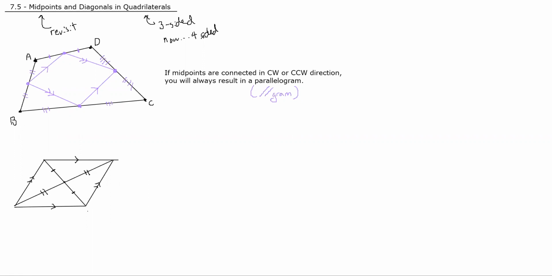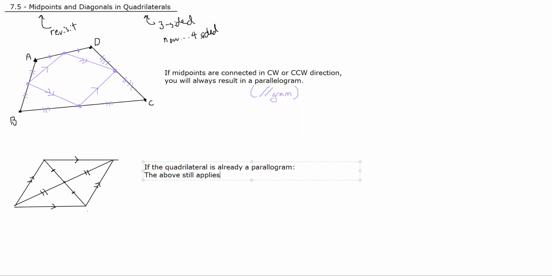So let's make a little note. If the quadrilateral is already a parallelogram, okay, the above still applies, and that is, if I made the midpoints of this parallelogram and connected each other, I would have a parallelogram inside a parallelogram.